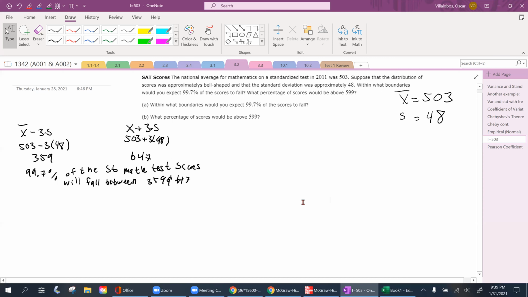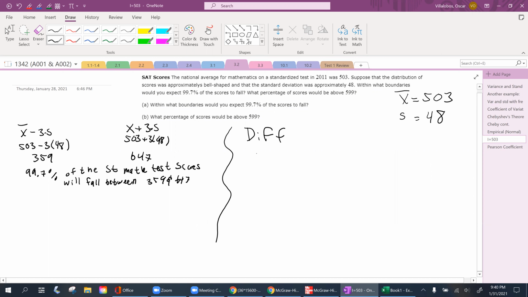What percentage of scores will be above 599? You can really see that there. Whenever we see this, we're going to be leaning towards Chebyshev's theorem, because we're talking about what percentage of scores would be above a value, above 599. So we're going to find the difference.